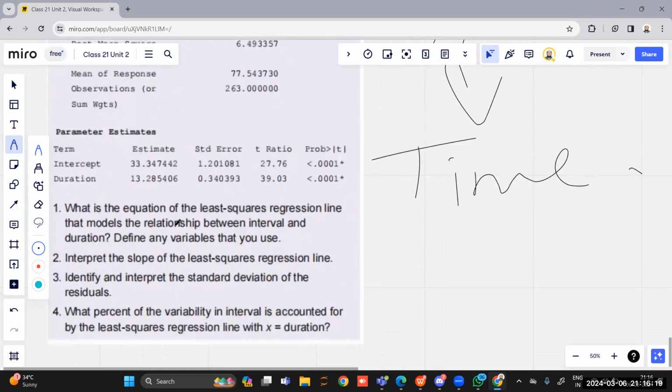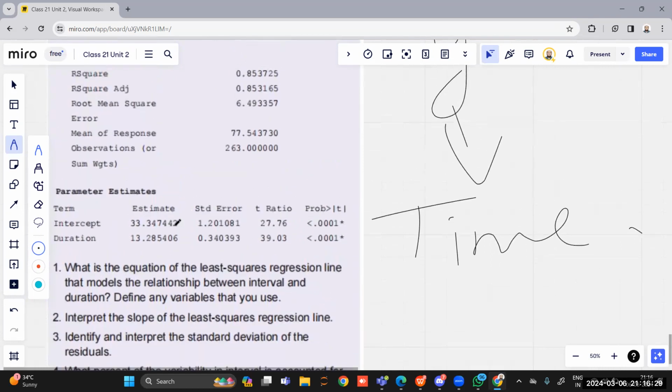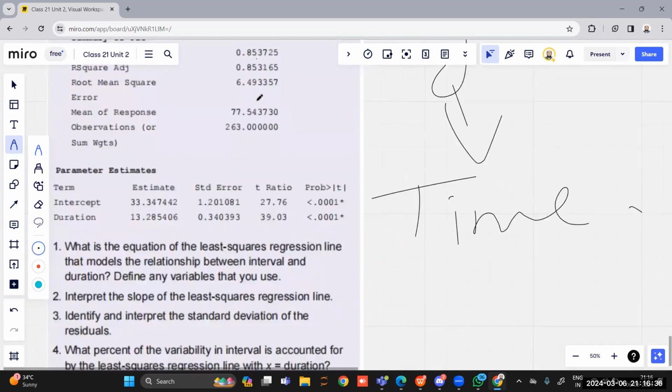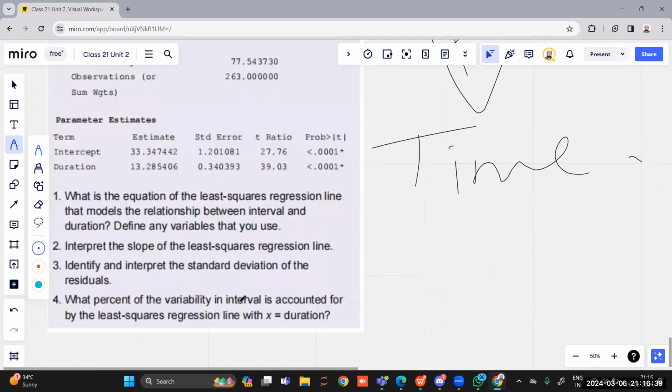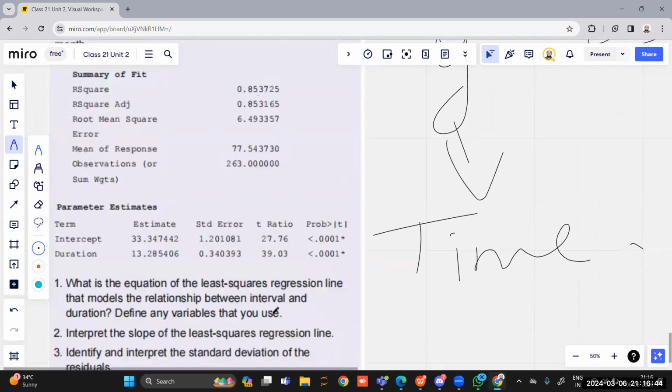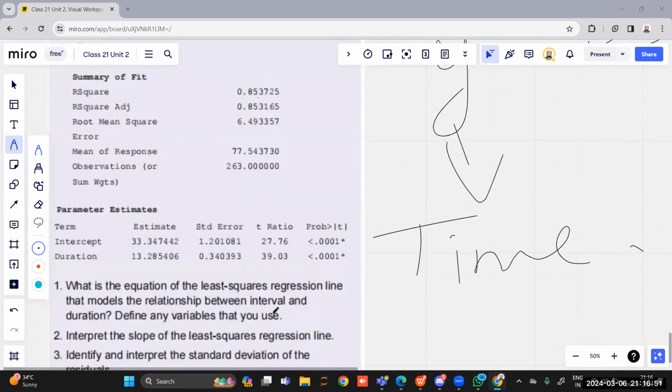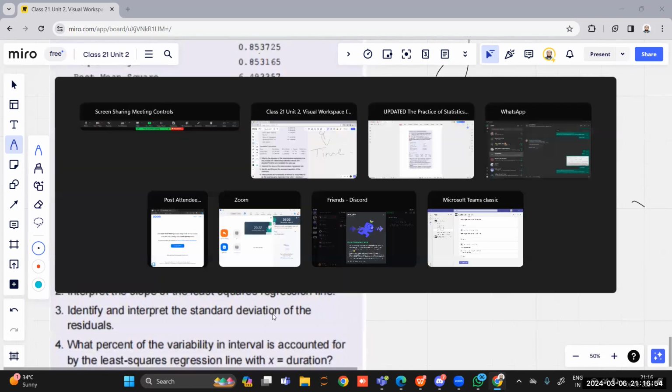Next is identify and interpret the standard deviation of the residuals. What will be the standard deviation of the residuals? S of the residual will be the root of 0.85. Yes or no? So what percent of the variability in the interval is accounted for by the least square regression line with x equals duration? The answer is 0.85. Correct. That's good.